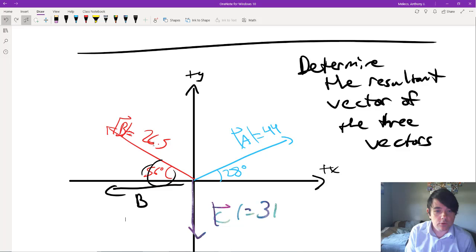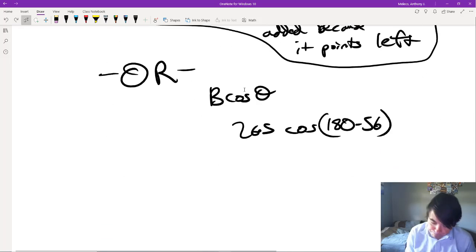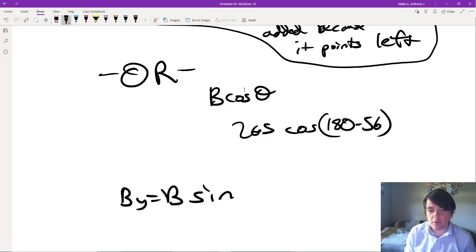If you just do cosine of 56 or whatever, you'll get the 14.8. You'll get the positive version, so you have to manually add that, or, again, you can brute force it. By is positive, so we don't have to worry about that.